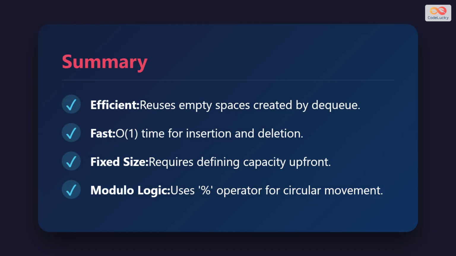To wrap up, circular queues are highly efficient because they reuse memory holes created by deletions. They provide fast, constant-time operations and are perfect for fixed-size buffering tasks, like keyboard buffers or CPU scheduling.